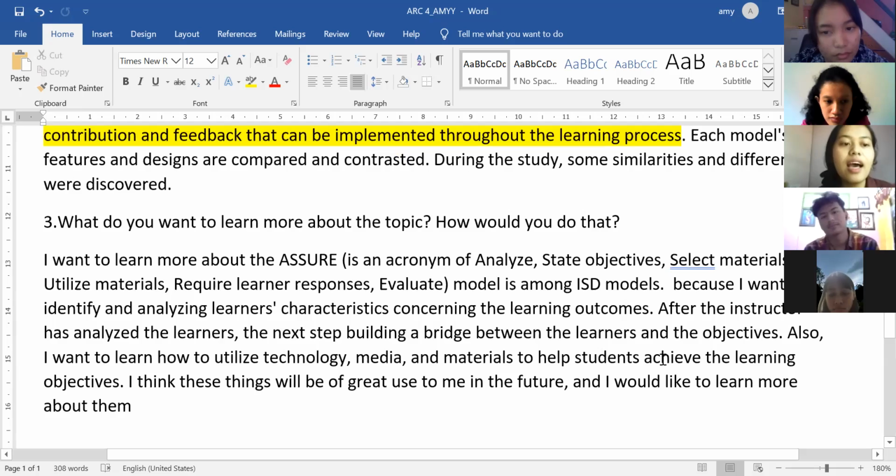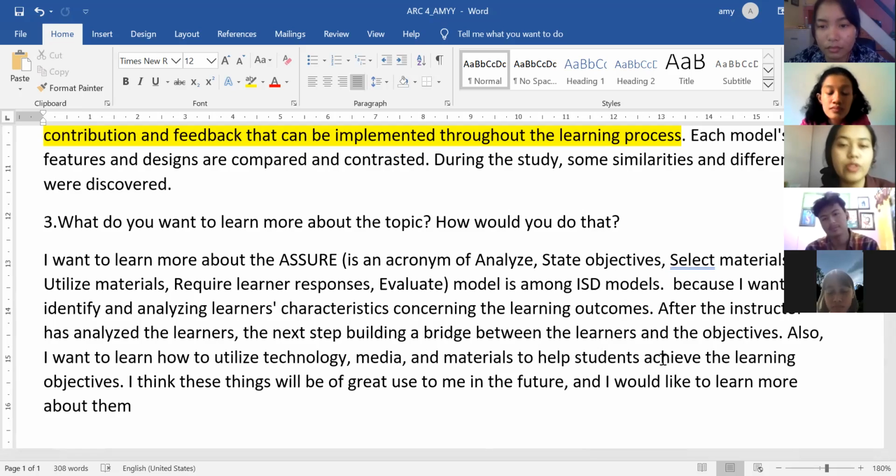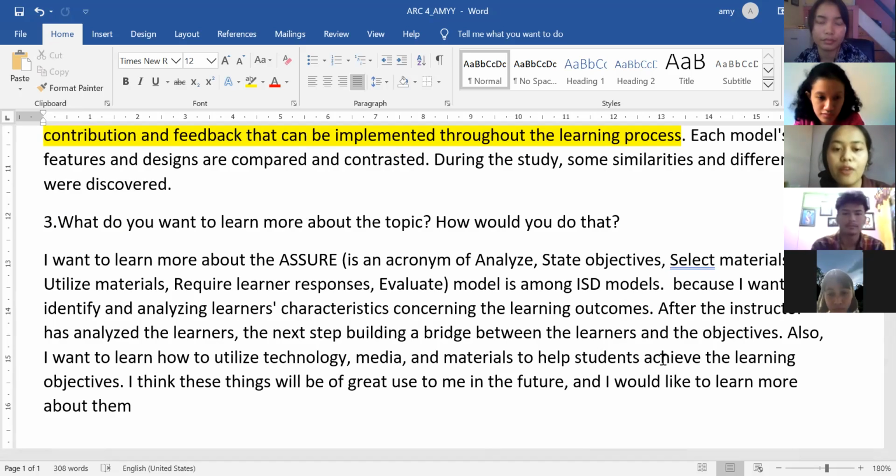And the last one, what do you want to learn more about this topic? How would you do that? I want to learn more about ASSURE. It's an acronym of Analyze learners, State objectives, Select materials, and others. The model is among the ISD models because I want to identify and analyze learners' characteristics concerning the learning outcomes. I think these things will be of great use to me in the future, and I would like to learn more about them. I think that's all from me. Thank you.